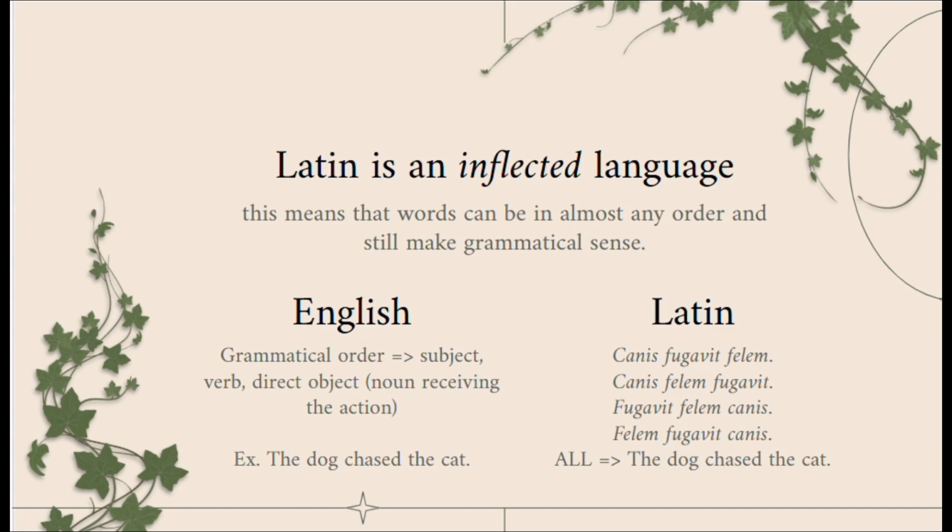This is because Latin is an inflected language, which means that the order of a noun in a sentence is irrelevant. It's the endings that tell us what the noun is doing. In this case, the ending on canis and the ending on felem tell us that canis is the subject and felem is the direct object. So it doesn't matter whatever order we switch them around in the sentence, they still translate the same way because the endings tell us their role in the sentence.